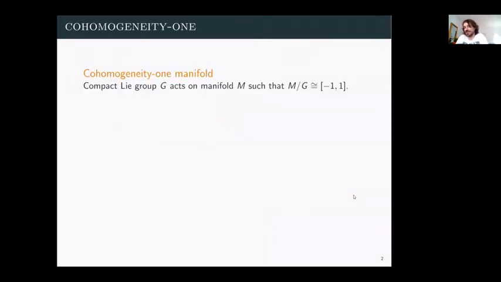The first case of this is what's called cohomogeneity 1. For me, a cohomogeneity 1 manifold is a closed manifold which admits a compact Lie group action so that the orbit space is an interval, and for convenience I parameterize it as -1 to 1.